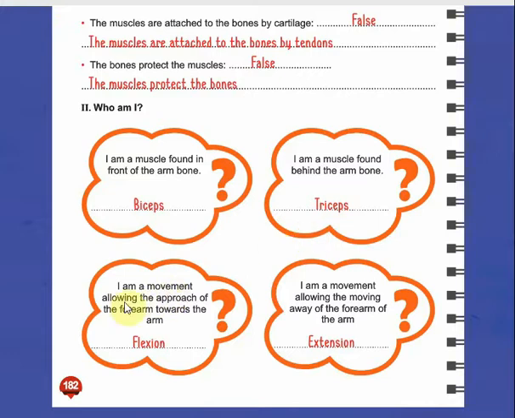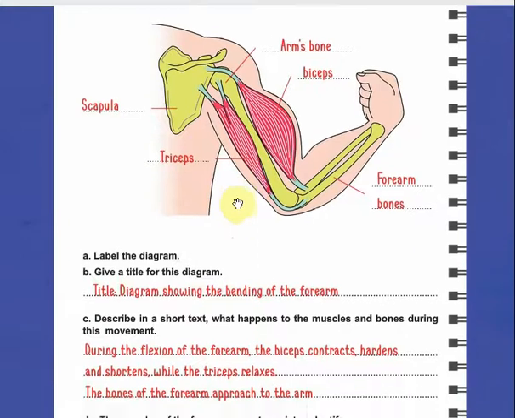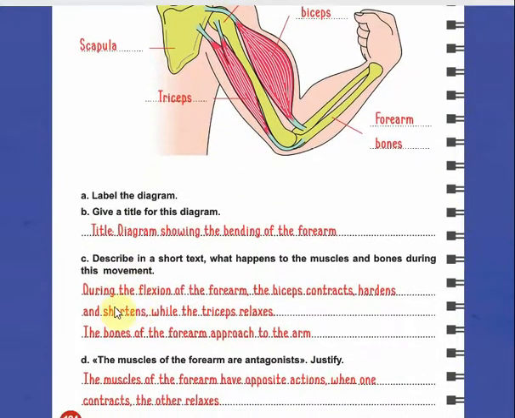The movement that allows the approach of the forearm towards the arm. This is called flexion. It means the forearm bones get closer to the arm, the bones become closer to each other. This is called flexion or bending. And the movement that allows the moving away of the forearm from the arm, meaning the bones of the forearm will be far away from the bone of the arm. This is called extension.